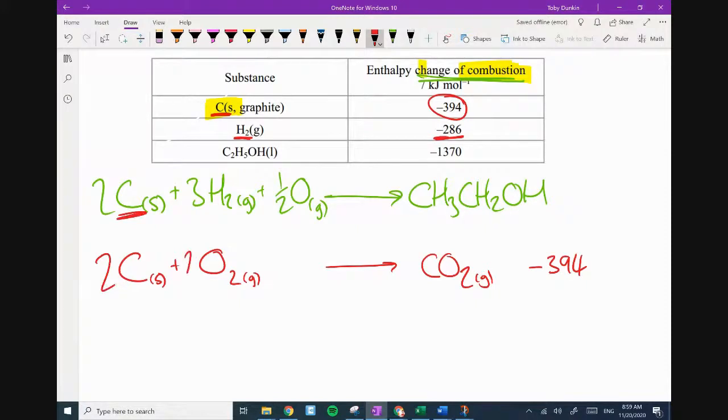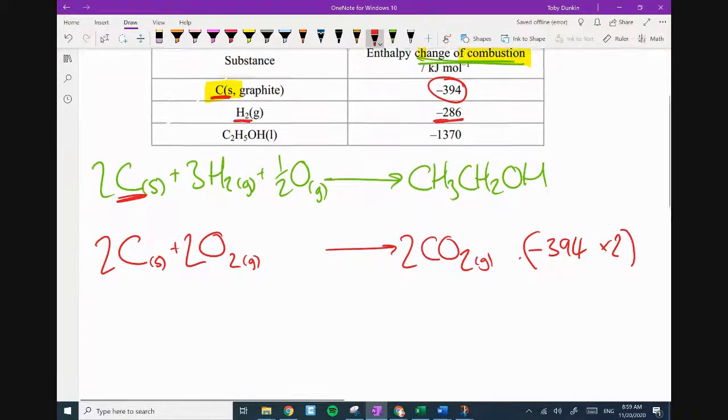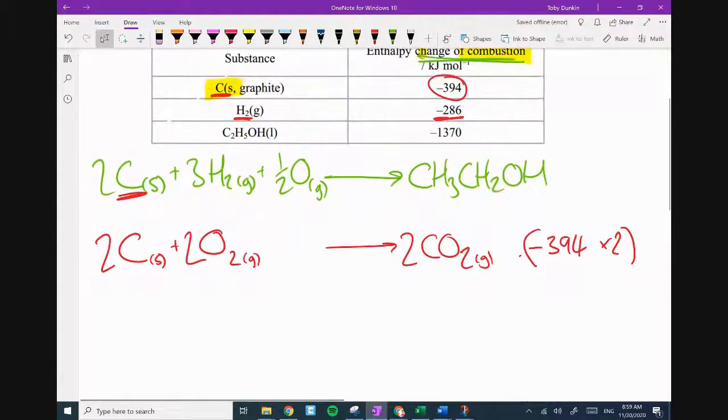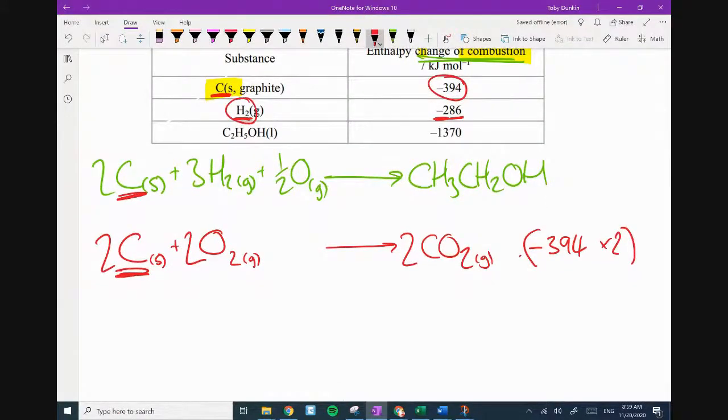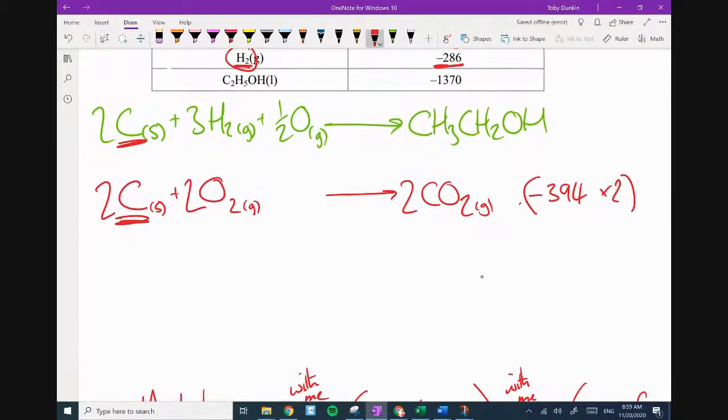So I'm going to double the whole equation, and I'm going to times that value by 2. Next, and by the way, notice the carbon is on the correct side of that equation. Next, the combustion of hydrogen. What does that look like?